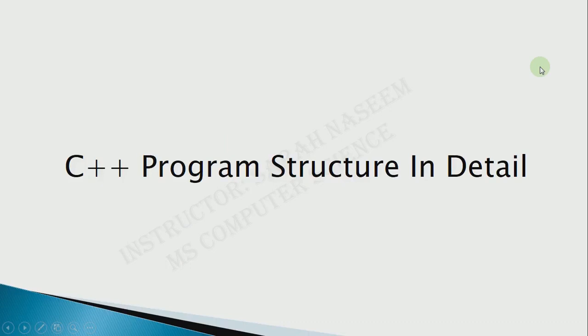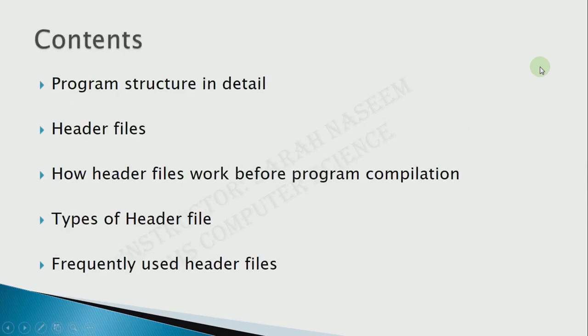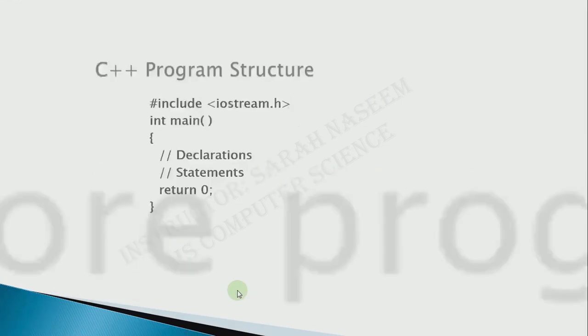So in this lecture, we will look at the structure of a C++ program in detail. The contents of the lecture are, first of all, we will discuss the program structure in detail. Then we will discuss the header files, how header files work before program compilation, and what are the different types of header files, and what are the frequently used header files. So let's move ahead.